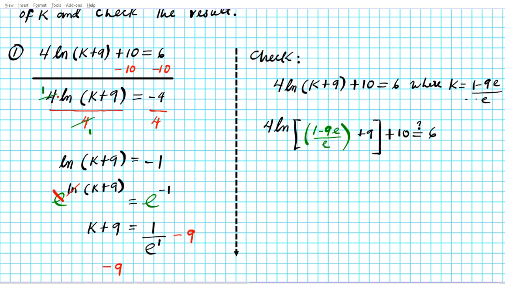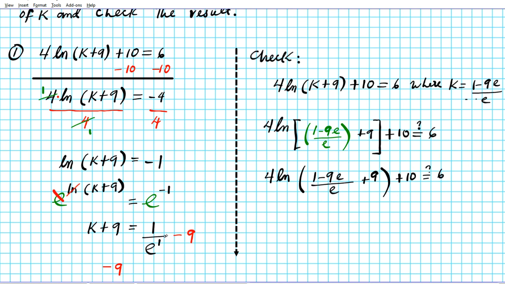Okay, so we'll start off by dropping off this parenthesis. We do not have any number in front of it to multiply it by. So we're going to have 4 times the natural logarithm of (1 minus 9e) over e. This should be combined with 9, okay? Plus 10. Is it equal to 6?